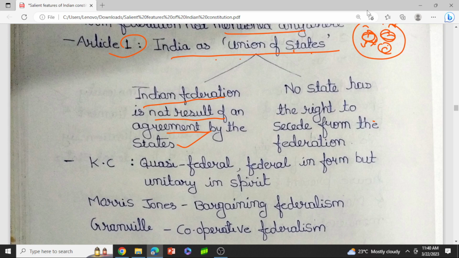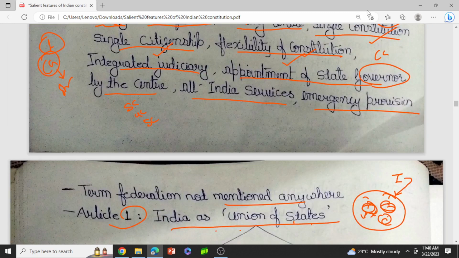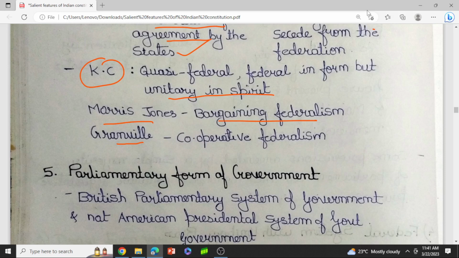According to K.C. Wheare, it is quasi-federal. Federal in form, but unitary in spirit. Morris-Jones called it a bargaining federation, and Granville Austin called it a cooperative federation.